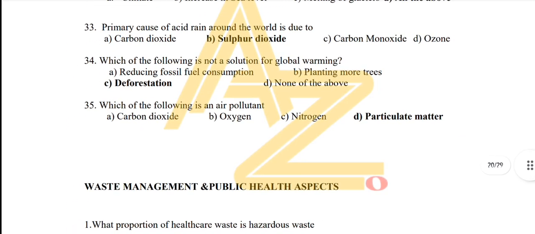33rd question, the primary cause of acid rain around the world is sulfur dioxide. 34th question, which of the following is not a solution for global warming? Deforestation, C. Which of the following is an air pollutant? Particulate matter.